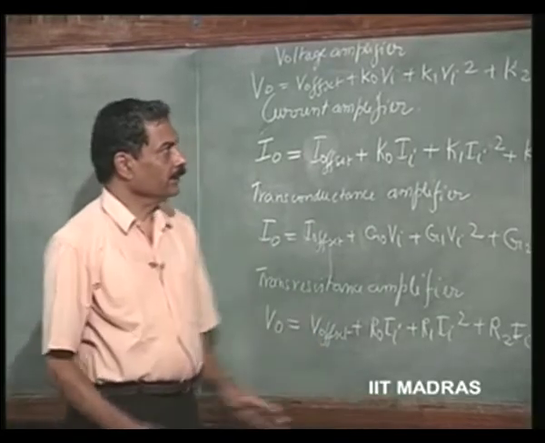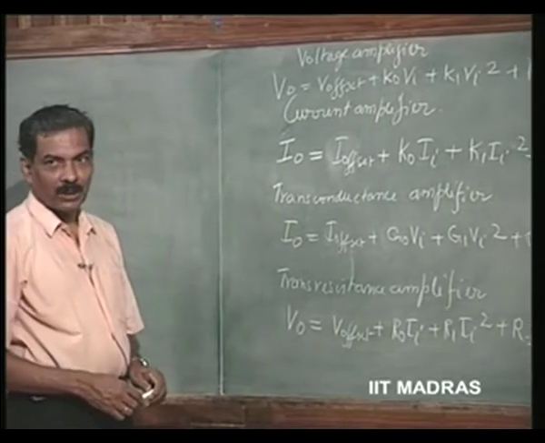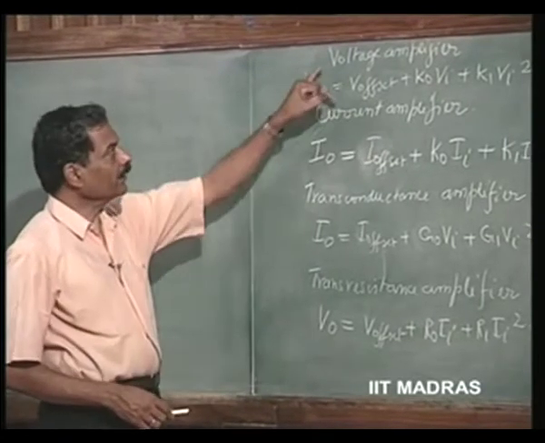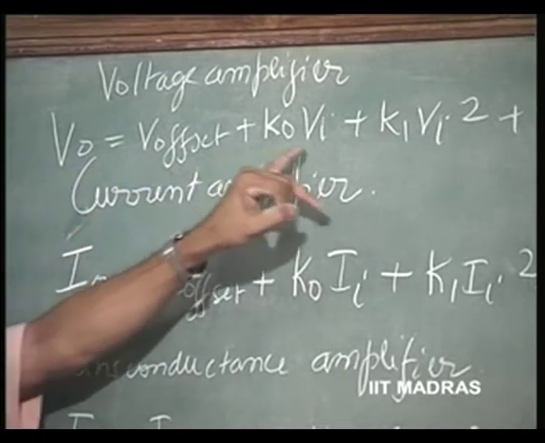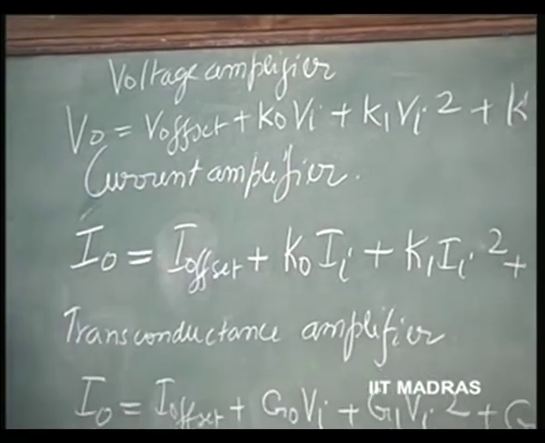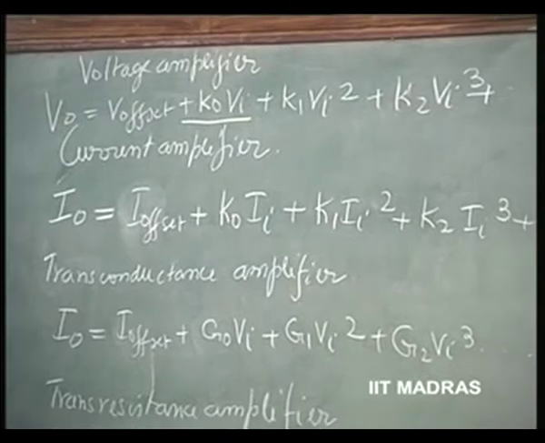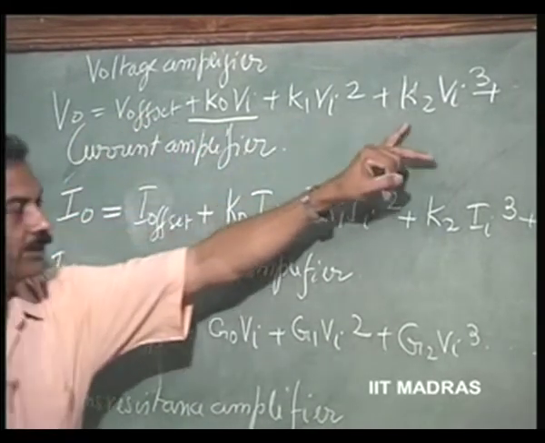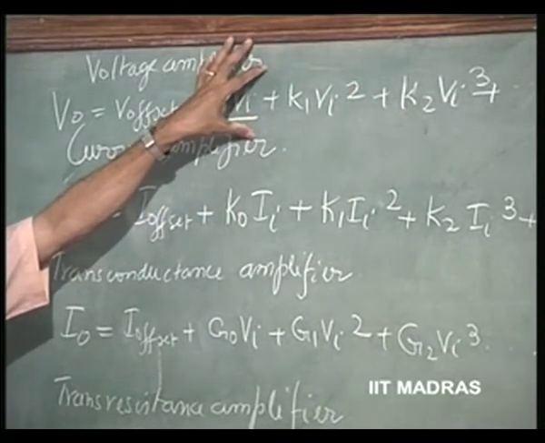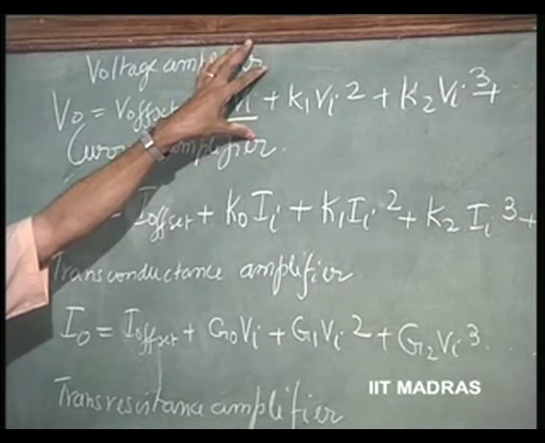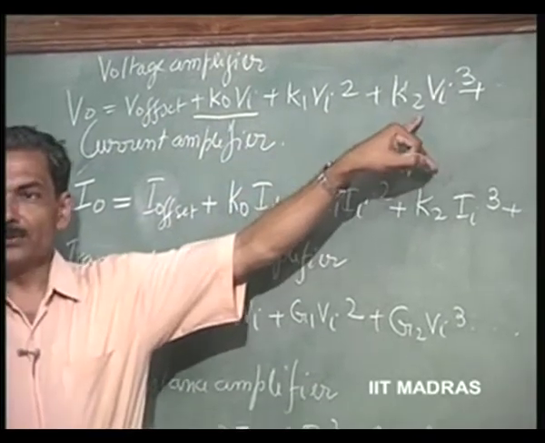Now, let us summarize the practical amplifier situation belonging to the 4 amplifier categories. Voltage amplifier that we had just discussed, V naught is equal to V offset plus K naught Vi. This is the important term that we should retain. The rest of the things should be made as close to 0 as possible. V offset, K1, K2 should go towards 0. That is how we are going to design a voltage amplifier. That means, the operating point of the voltage amplifier should be done in such a way that V offset is 0 and K1 and K2 go towards 0.